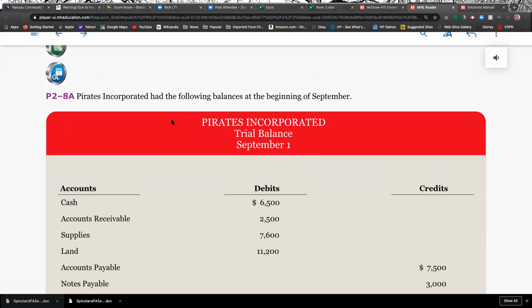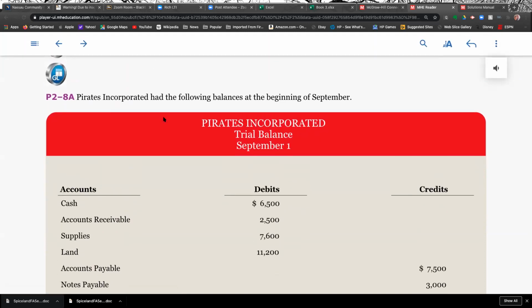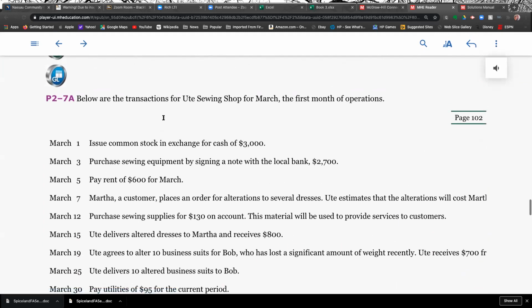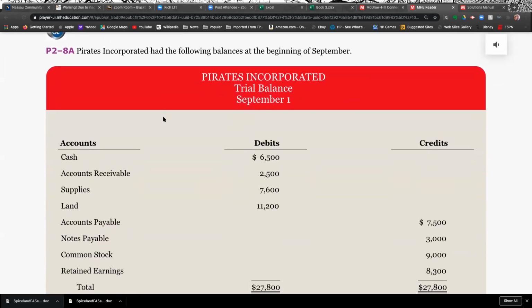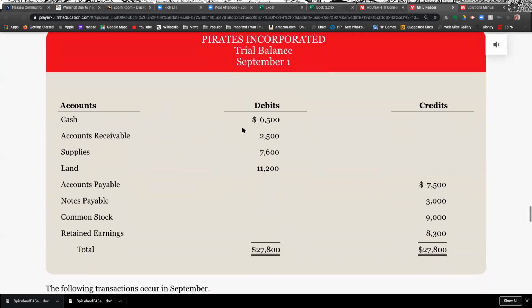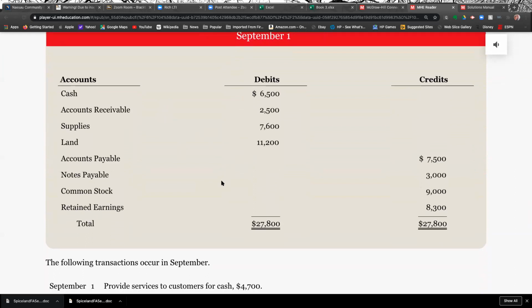Now, we also have to do number 8. I believe we had to do number 8. Now, what's the difference between number 7 and number 8? Well, number 7 was a brand new business, first month. This one is not, right? This company, these are the balances on September 1st. So this is the company's trial balance on September 1st. So you see all these amounts? These amounts need to be written in your accounts and labeled as beginning balances.